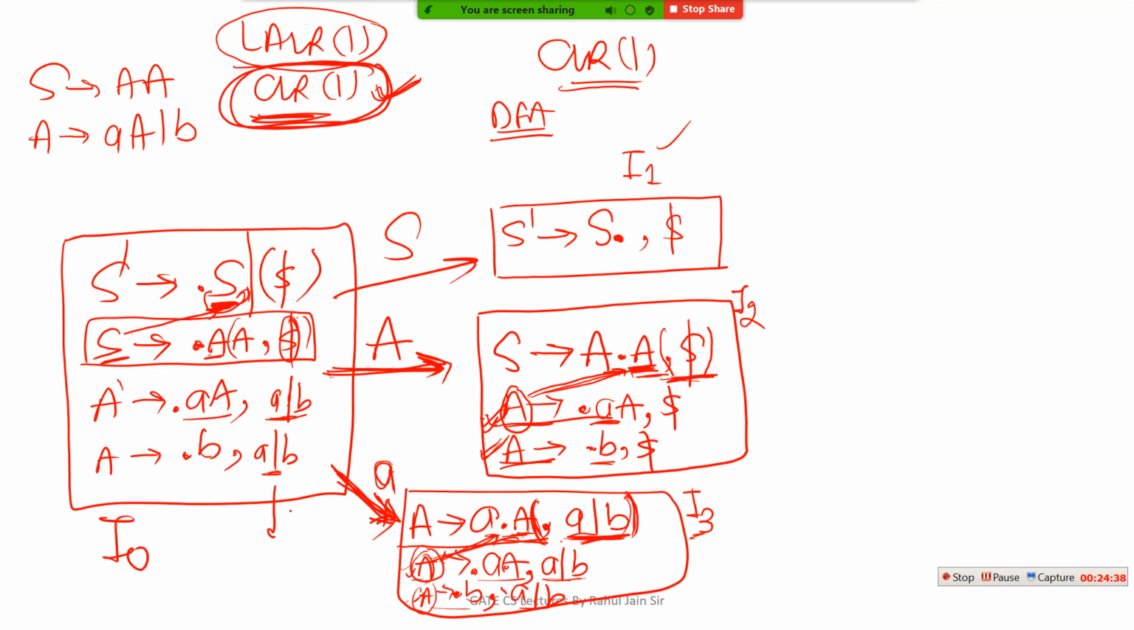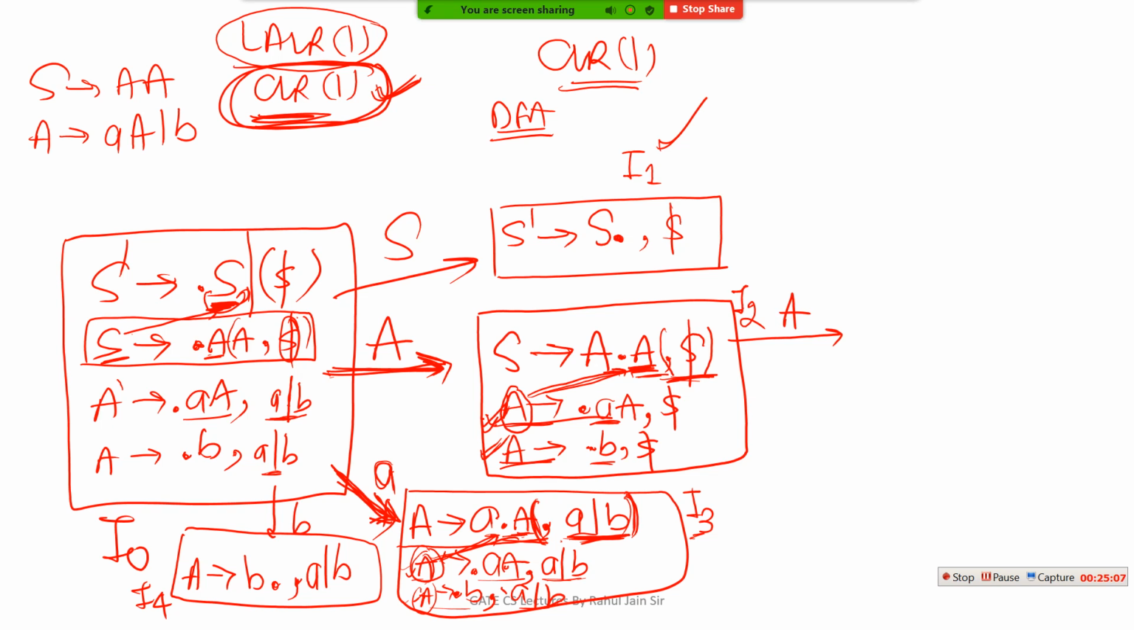Good. Now on small b, my next transition is A derives B dot, and it is completely reduced, and look aheads are AB, and I can say it is my I4 state. Okay guys, now it is completely reduced. Now I need to go further with the I2 state. With I2 state, I am going with capital A. On non-terminal A, S would derive A dot A dot and dollar.